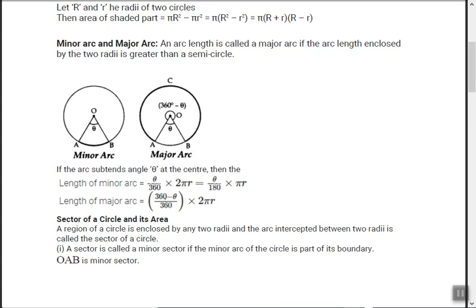So this is the length of the major arc. Remember these two very well. In fact, you need not remember, just understand the logic behind this. Full circle 2 pi r, then theta is theta upon 360 into 2 pi r.